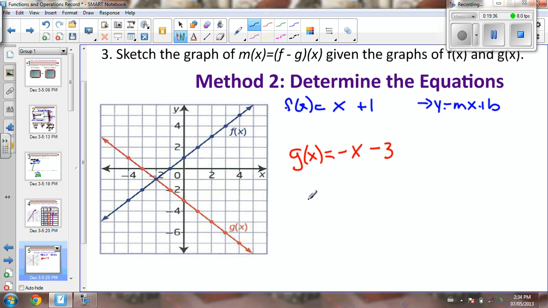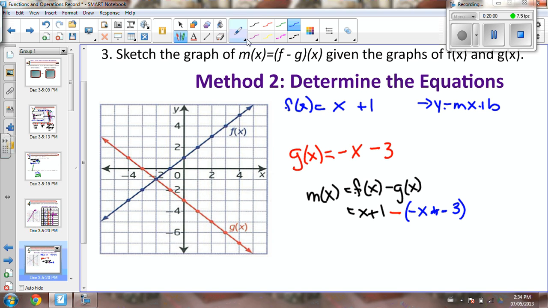So now to find m of x, we simply take f of x minus g of x to get our two functions. So x plus 1 minus, remembering to put the second one in brackets when it's subtraction, negative x minus 3. Distribute your negative. So we wind up with x plus 1 plus x plus 3. When I combine those, I wind up with 2x plus 4.